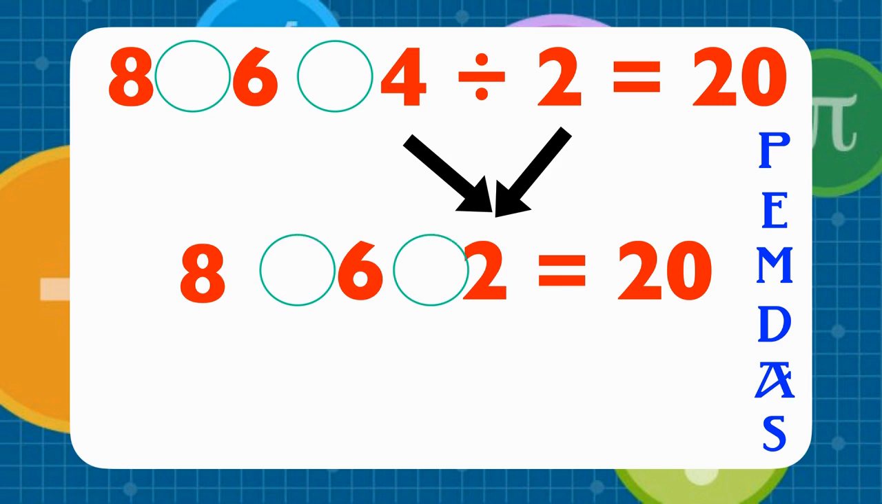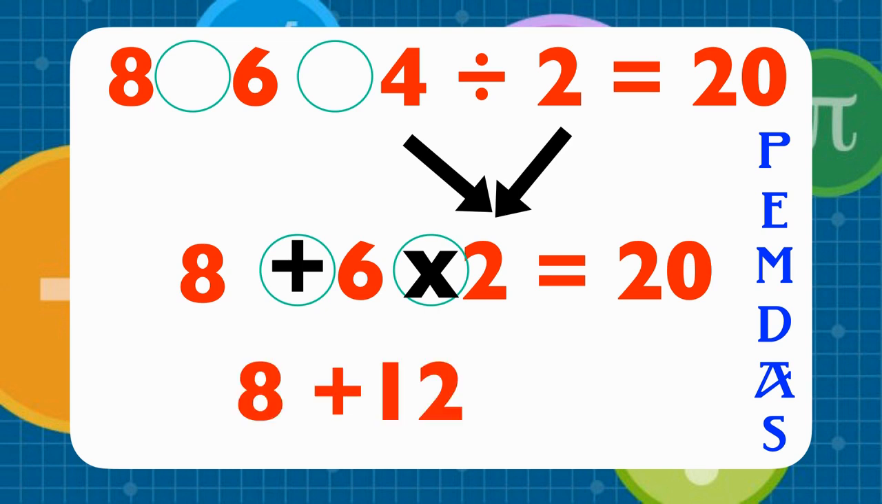So let's set up our equation now. That's more like it. Now, what do I need to do with 6 to 8 and 2 to get 20? Let's see. I think we should add the 6 to the 8 and then multiply the 2. But PEMDAS tells us that once we put in those symbols, we actually do the multiplication first. And when we do that, 6 times 2 is 12. We add on the 8. That should bring us back to our 20.